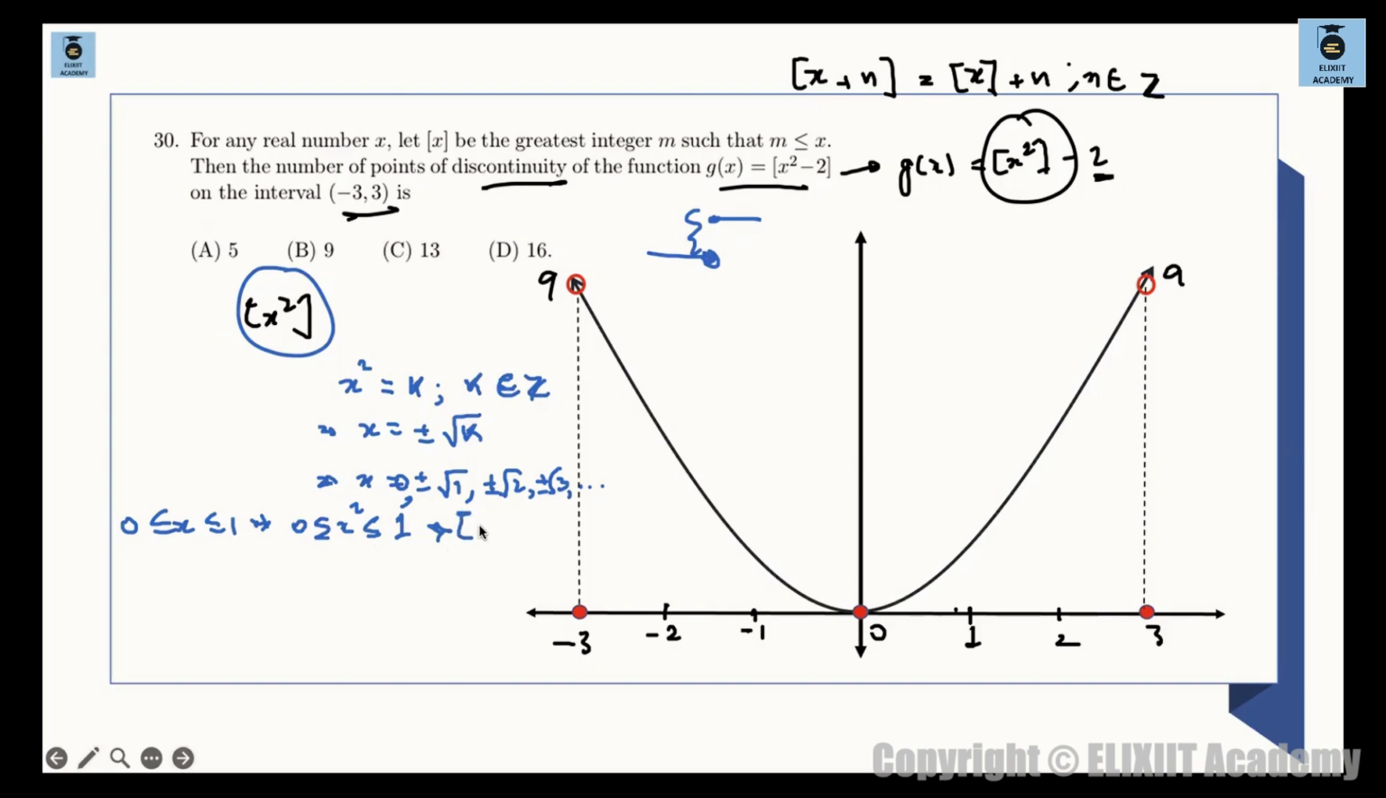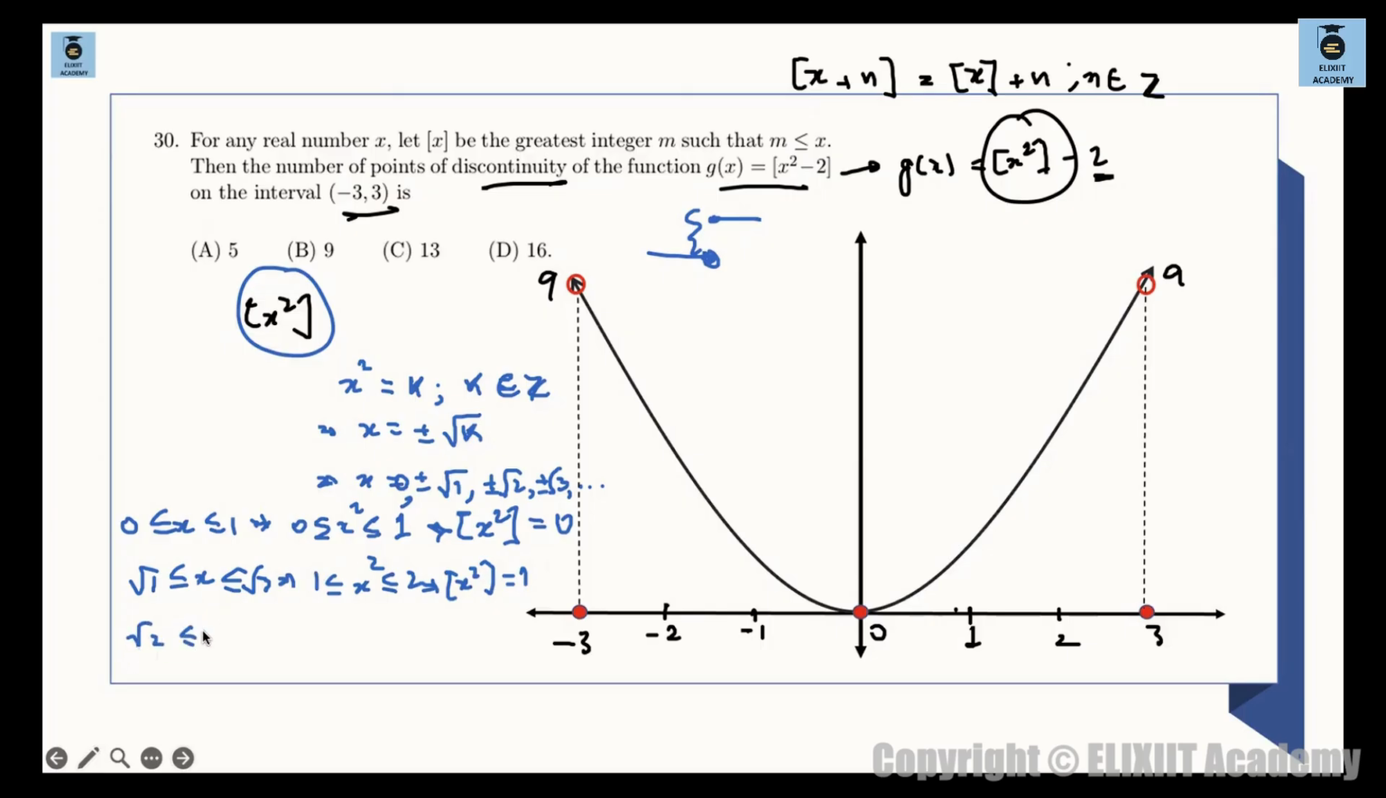So box of x square will be what? Box of x square in this case will be 0. When x is lying in between root 1 and root 3, box of x square will be what? X square is lying in between 1 and 2, and box of x square will be 1. Right, the box will take this value.